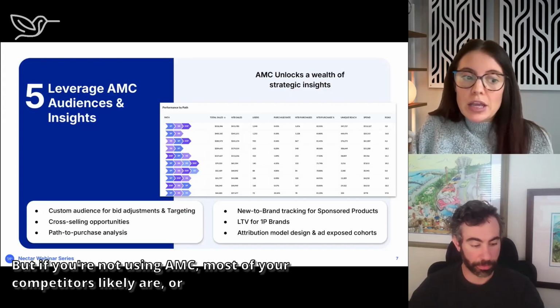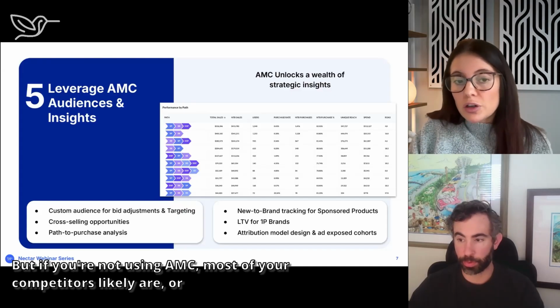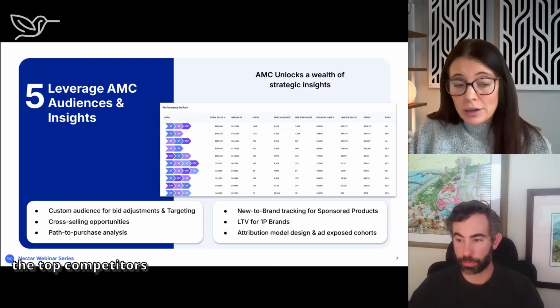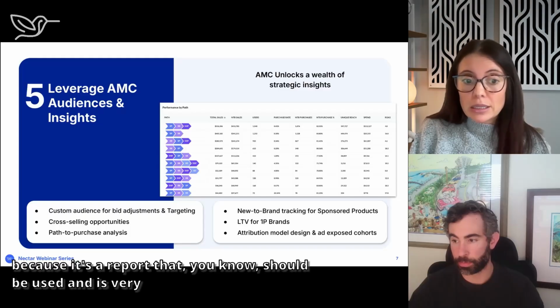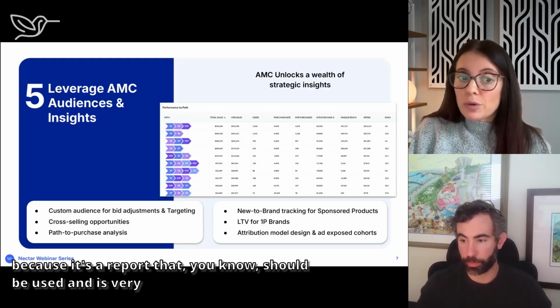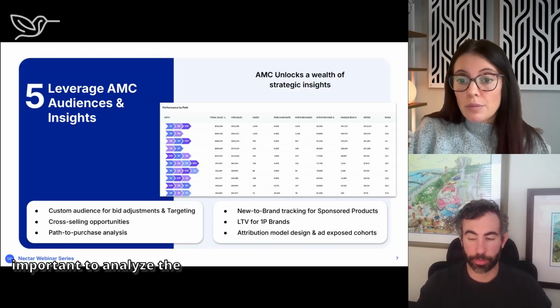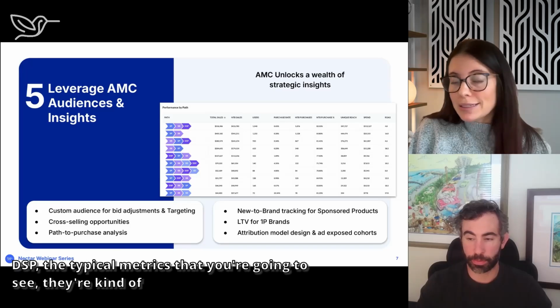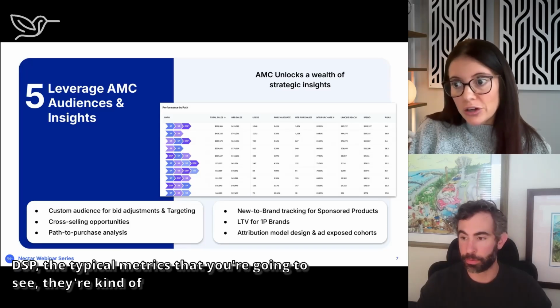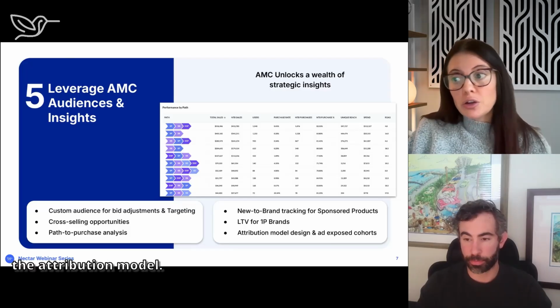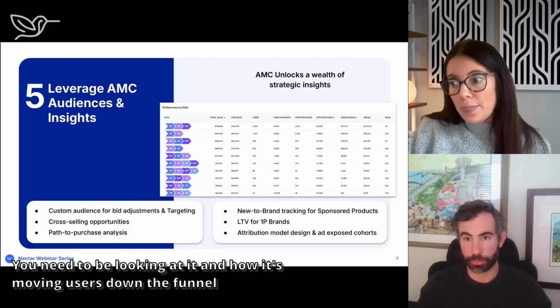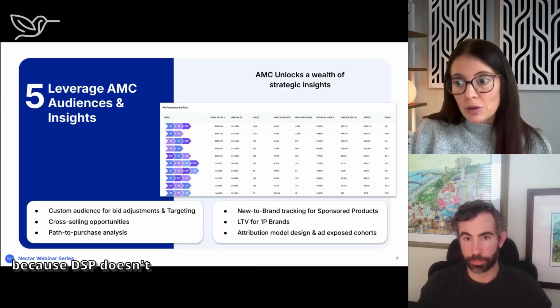But if you're not using AMC, most of your competitors likely are, or the top competitors in the space are, and you really need it in order to compete at the level that they are, because it's a report that should be used and is very important to analyze the incrementality of your spend. With DSP, the typical metrics that you're going to see are kind of vanity metrics with the attribution model. You need to be looking at how it's moving users down the funnel, because DSP doesn't net out straight ROAS.